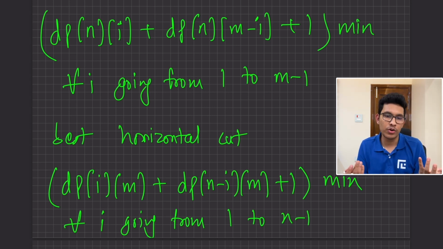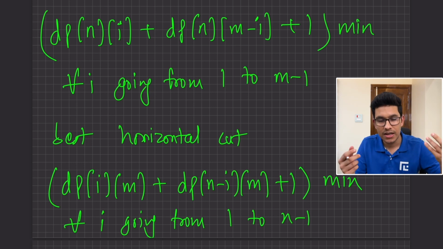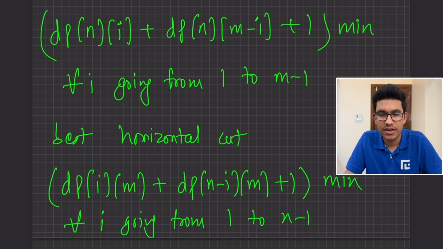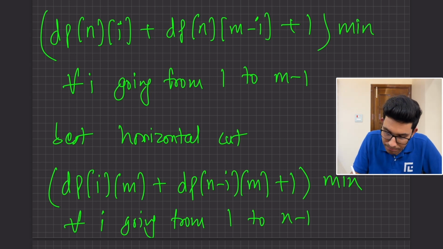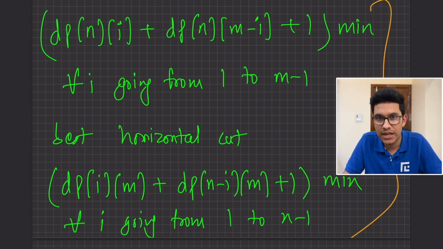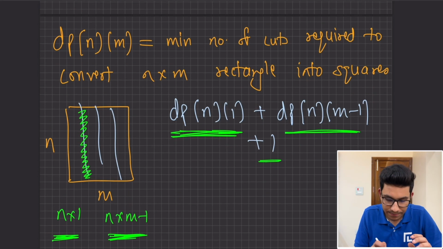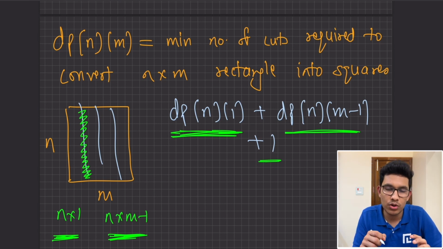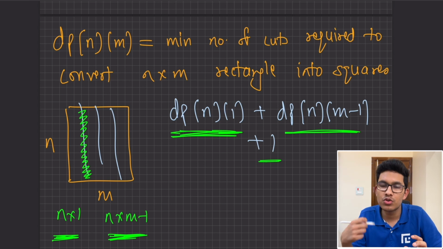So this is what we could do. If you have an n cross m rectangle, the best way to make a cut is to just try out all the possible ways. Try out all the vertical cuts, try out all the horizontal cuts. Whichever of them, the minimum of all of these that you get is going to be your final answer. Correct? Again, remember what the DP state is. DP of n comma m is the minimum number of cuts required to convert an n cross m rectangle into squares.